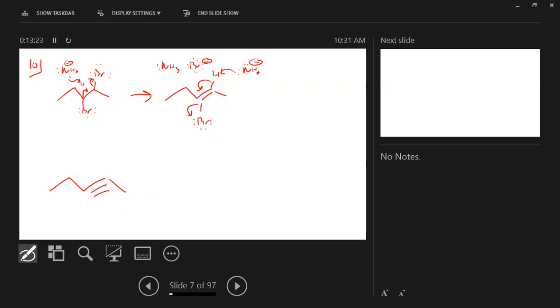I'll draw it far apart, that way you don't get confused with it. The bromine. So we have two bromines. We made a couple of ammonia molecules, and we formed that triple bond. Any questions so far?